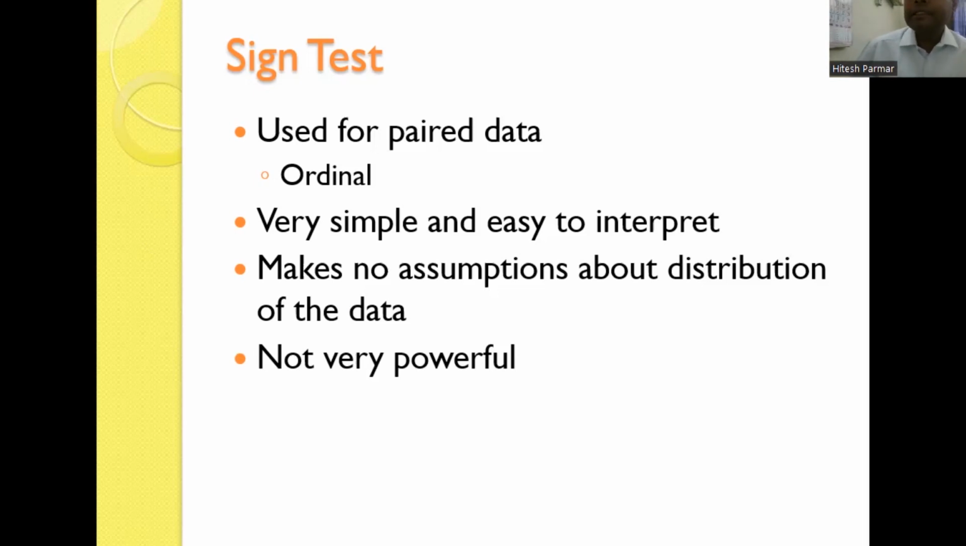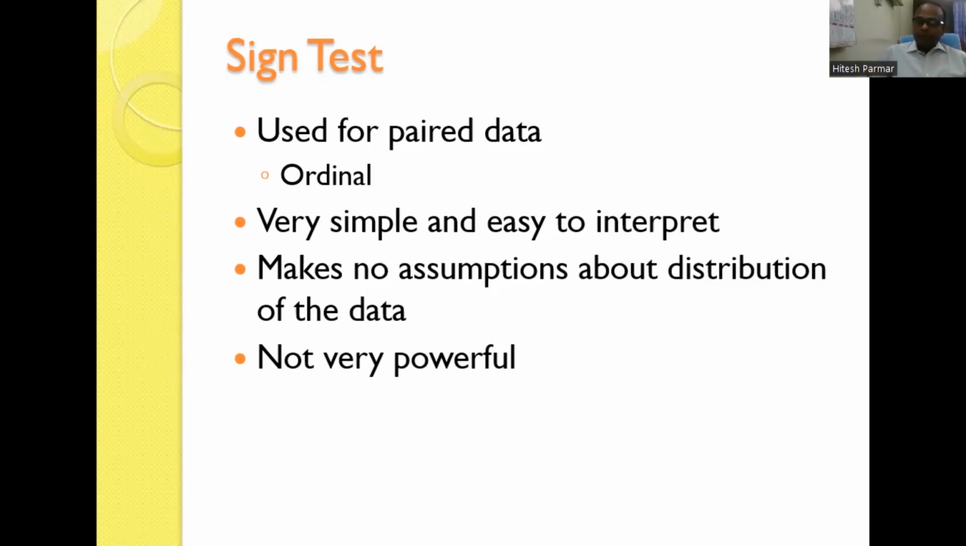And obviously, this is a non-parametric test, so it doesn't make any assumption regarding the normality or equality of variance. But at the same time, it is not very powerful also. Non-parametric tests are our second choice. First choice is always parametric test. But if the assumptions of parametric test we are not able to get, then we may shift to non-parametric. Here, why is it not powerful? Because we are losing the information.